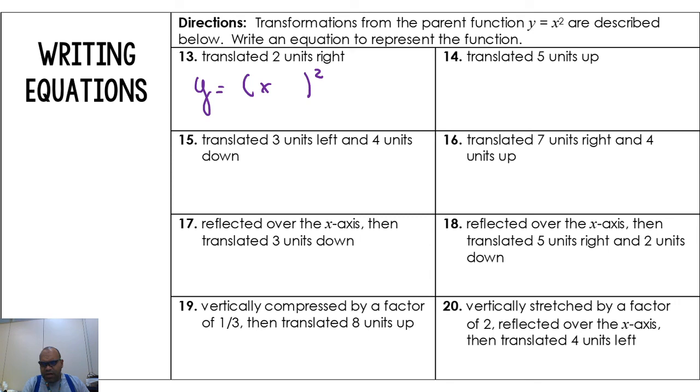Let's be sure here. In this case, translate 2 units right. When I move right, the shift is minus 2. I move right. Great. Plus 0. Don't have anything here. And my equation is y equals x minus 2 squared. Great. Very easy, guys. We translate all this information to an equation. Very easy to do. Great, guys.